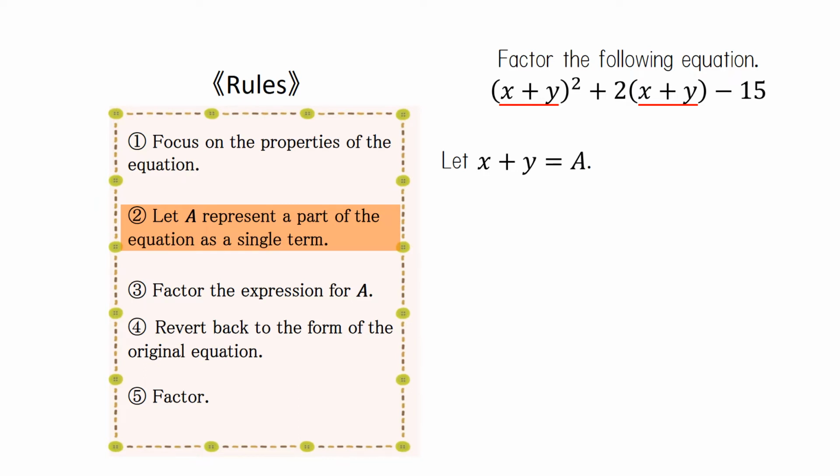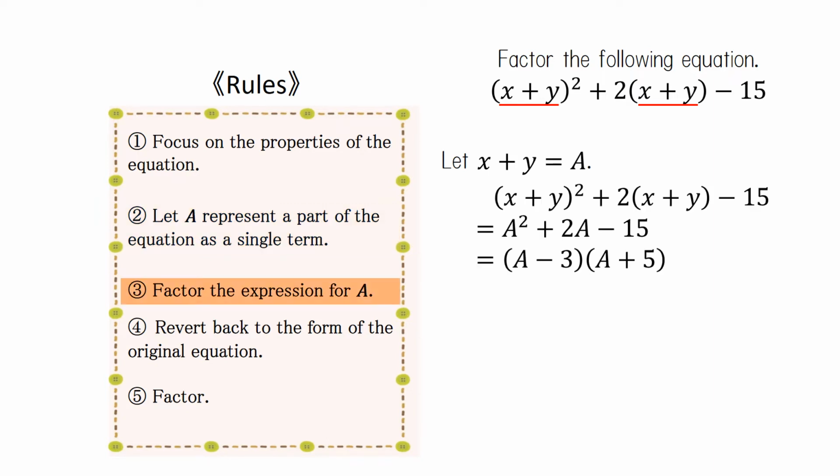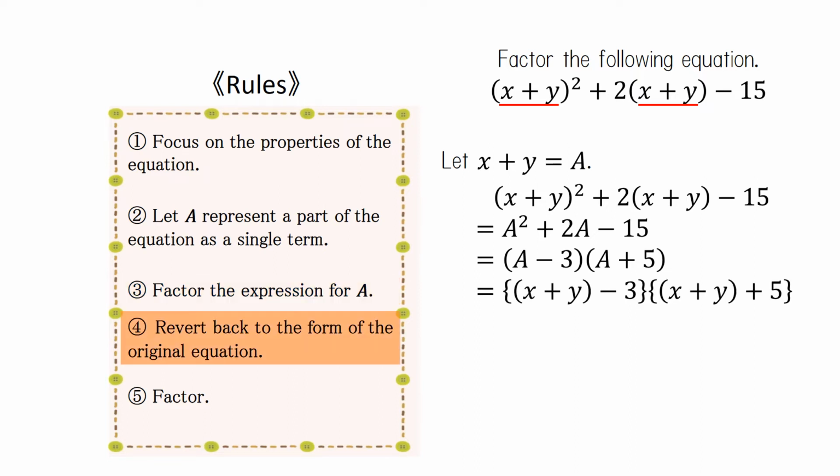For this problem, let a represent x plus y as a single term. If we do that, then it becomes a squared plus 2a minus 15. Next, factor the equation in a. Finally, factor a back in if necessary.